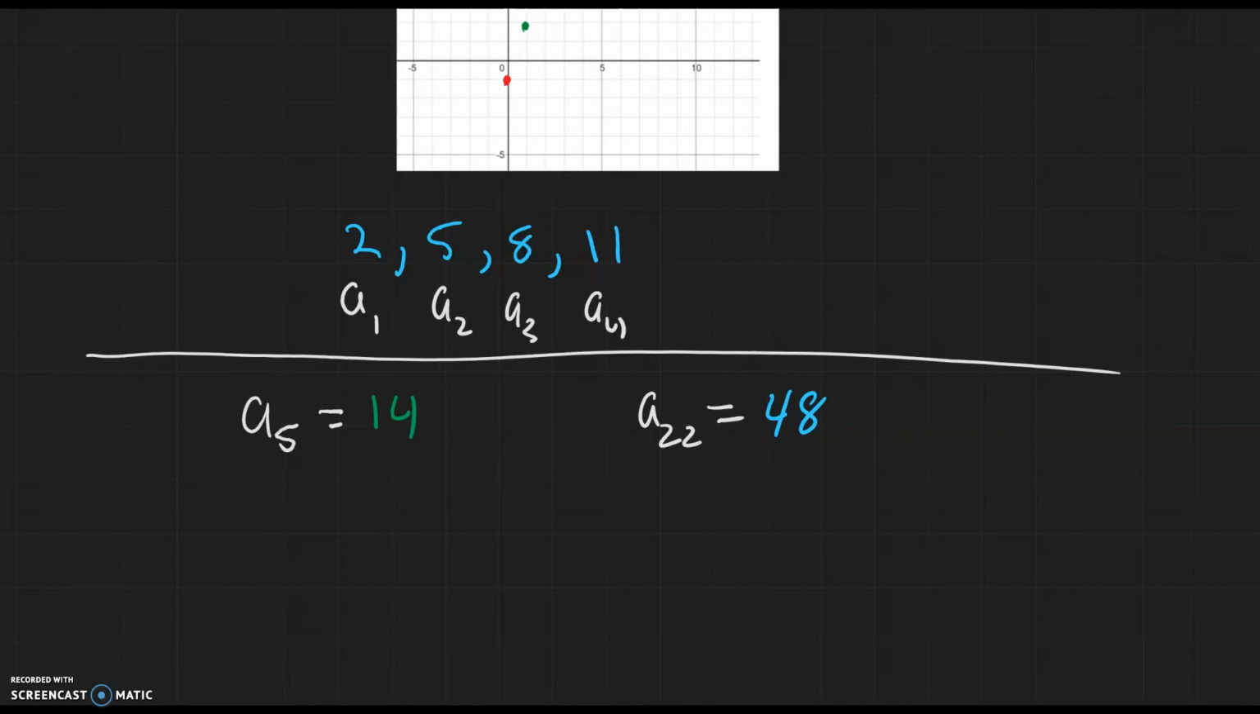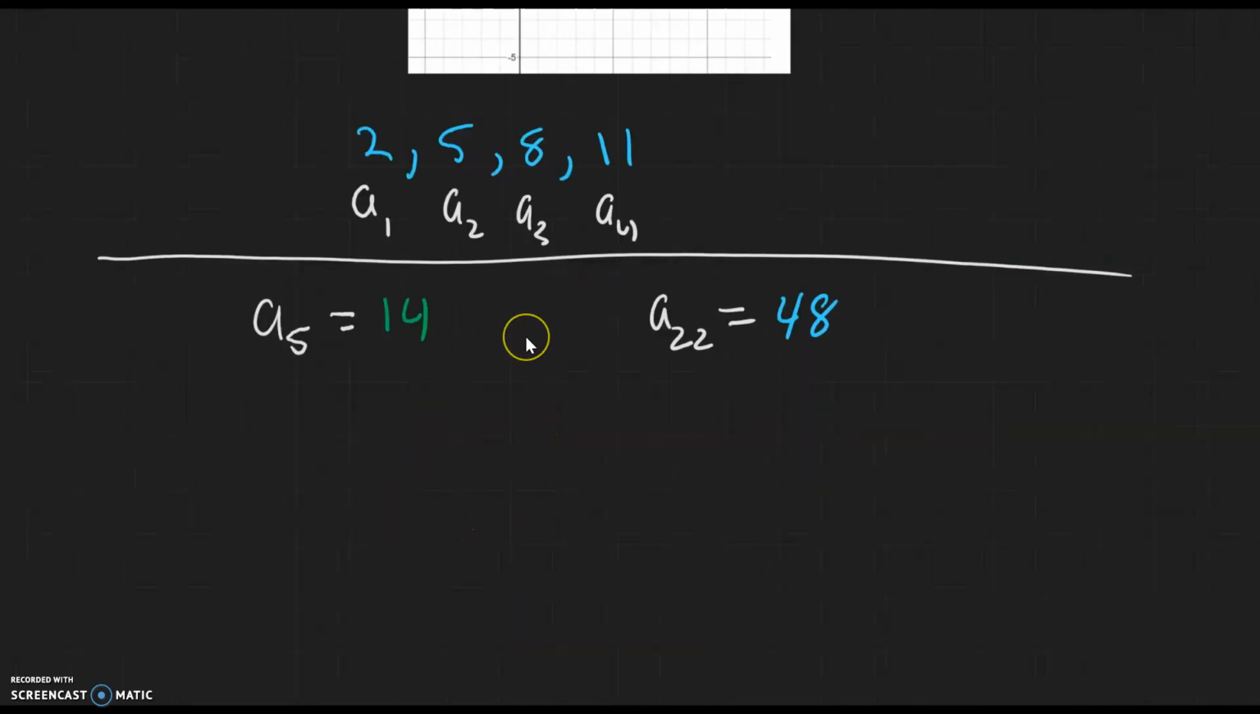What's happening here? Well, obviously, if they're telling you it's an arithmetic sequence, you're going to be adding some number to 14 to get all the way to 48. So what we want to do here is set it up like this. We're just going to say, okay, 48 is equal to 14 plus some difference. I don't know what the difference is.